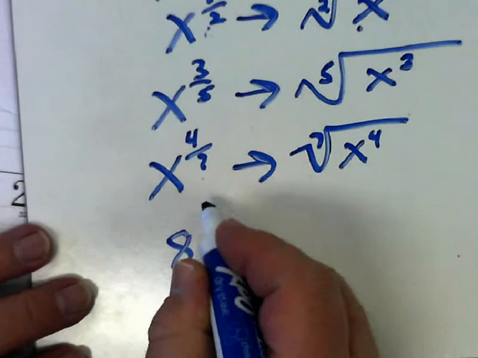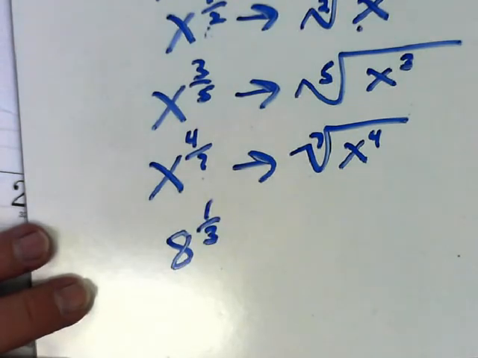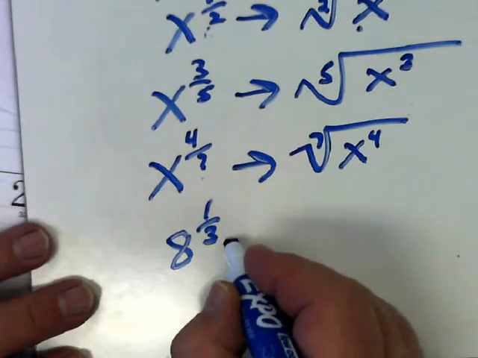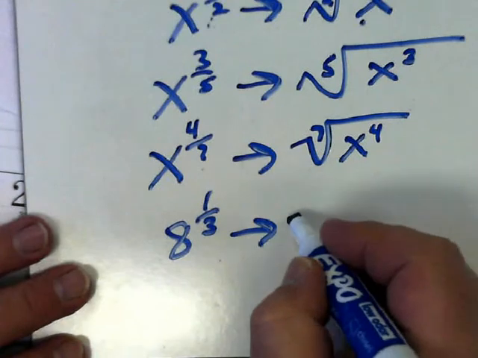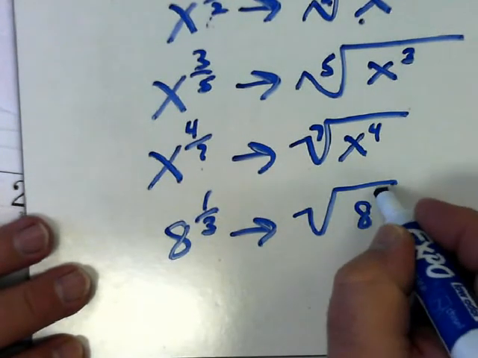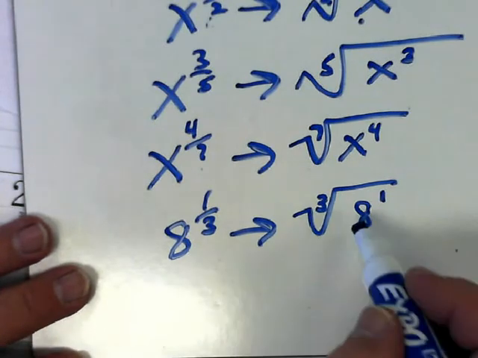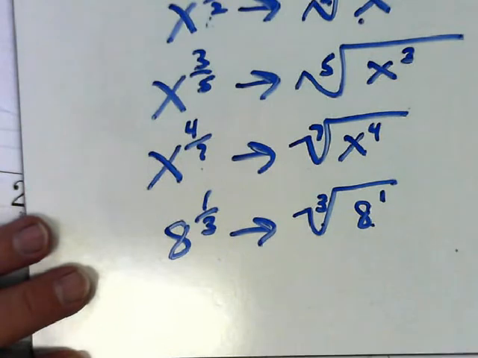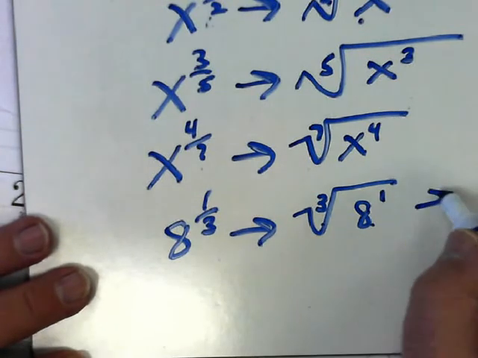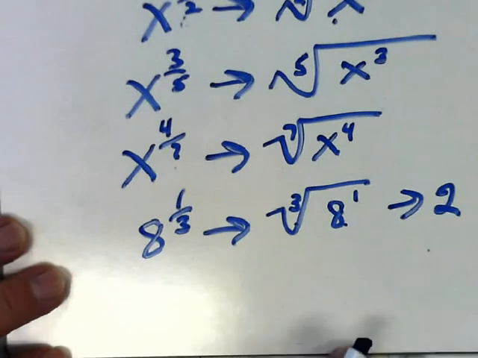If I said 8 to the 1/3, if I'm dealing with a number, most of you would probably freak out if I said 8 to the 1/3. But you have worked with this before. If I said 8 to the 1/3, I could rewrite that as 8 to the 1st with an index of 3, which means, what's the cube root of 8? 2. In other words, what times itself gives me 8? Wouldn't it be a 2? So this is simplified to 2.